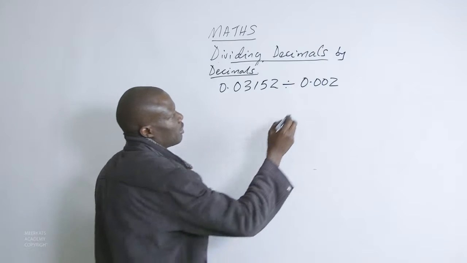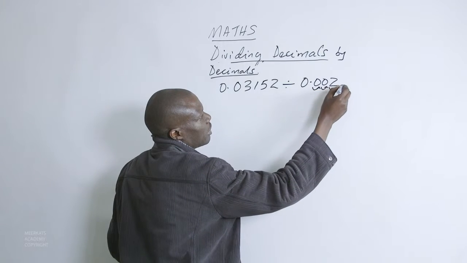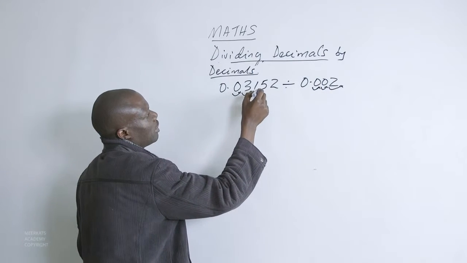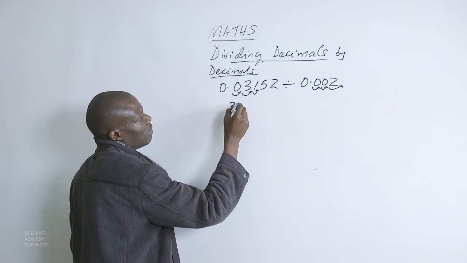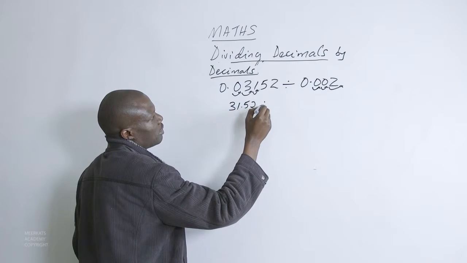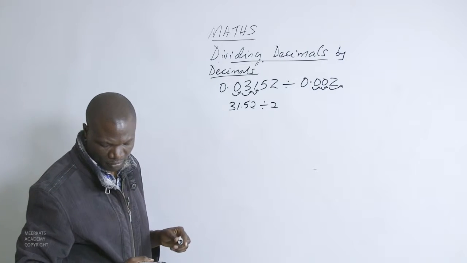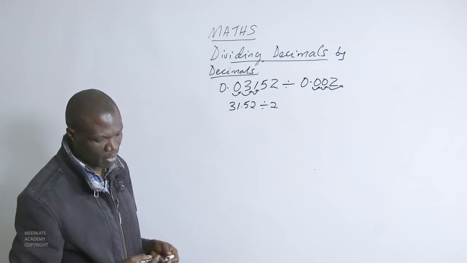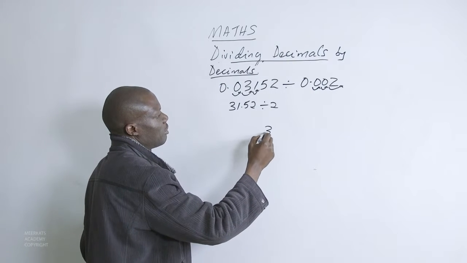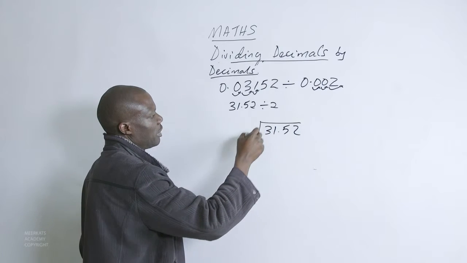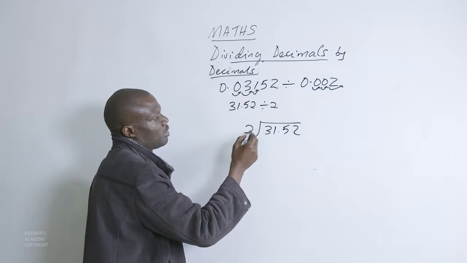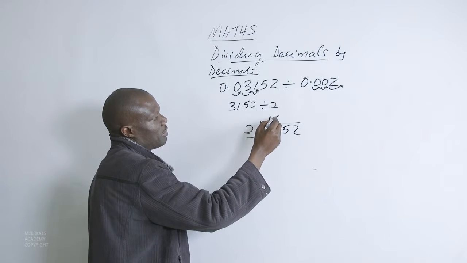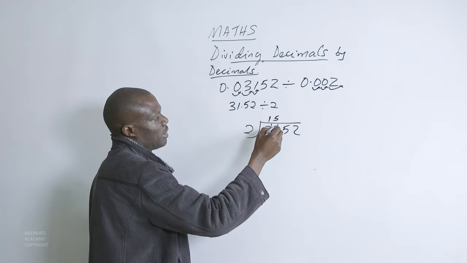So let's see. This one will move 1, 2, and 3. So this one moves 1, 2, and 3. So we have the new figure: 1.52 divided by 2. So this is ordinary mathematics. So we come and divide that. 1.52 divided by 2. 3 into 2 is 1, remainder 1. 11 into 2 is 5, because of the 10, remainder 1.